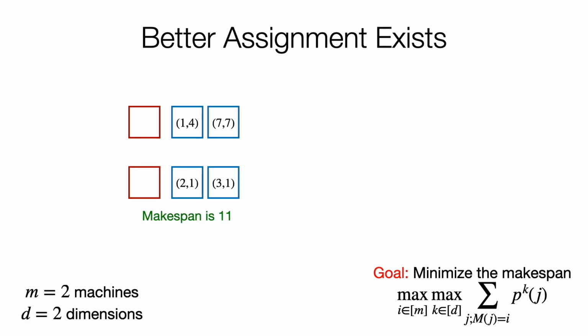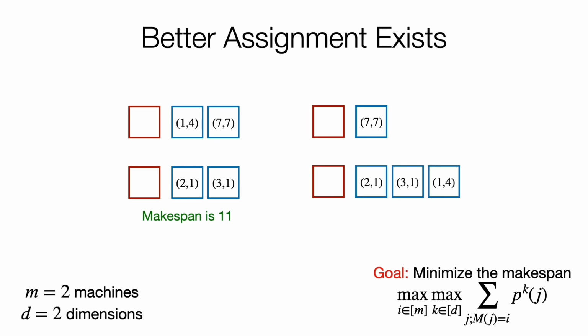We have a makespan of 11 with our assignment, but it's not hard to see that a better assignment exists where this heavy job is present on one machine and the other jobs are present on the second machine. And this makespan is 7.